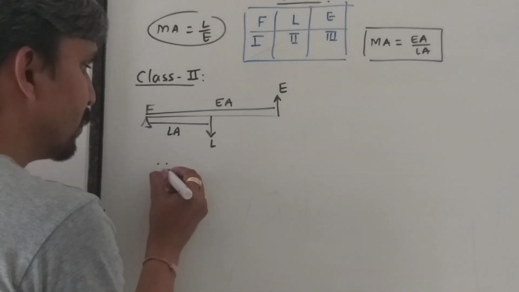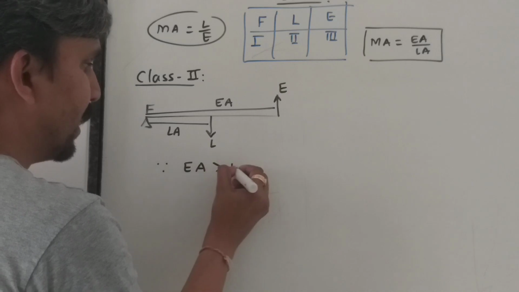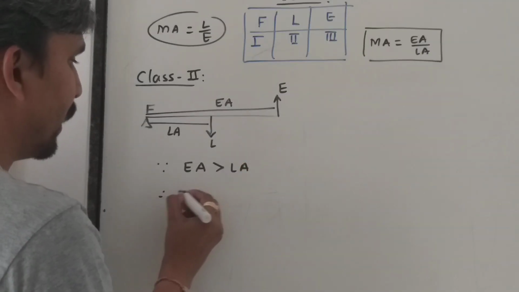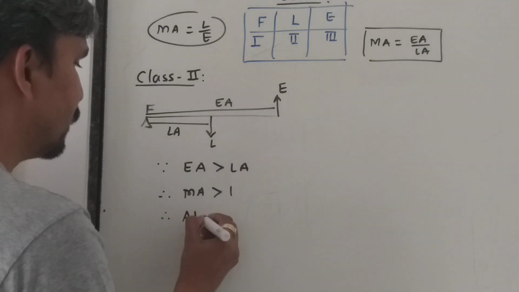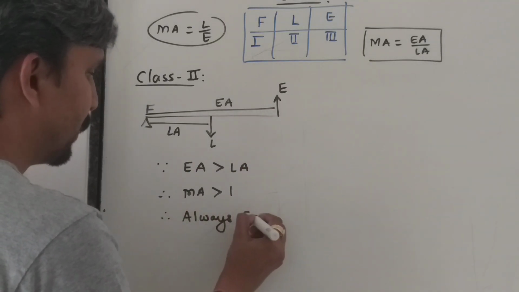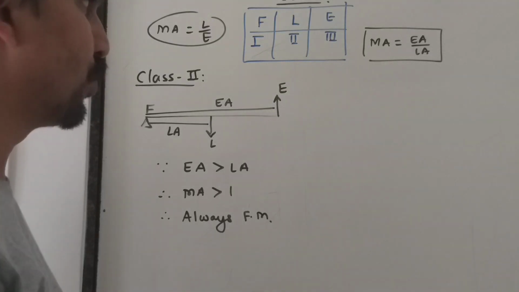Now over here, since your effort arm is greater than load arm, your MA is greater than 1. Therefore they are always force multipliers. This kind of machine is called an always force multiplier.